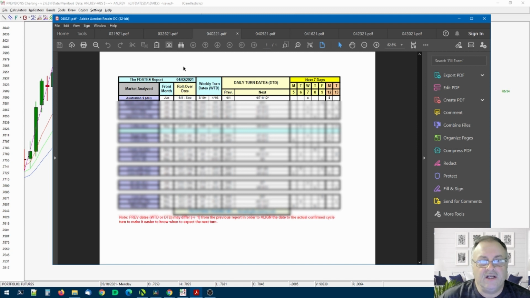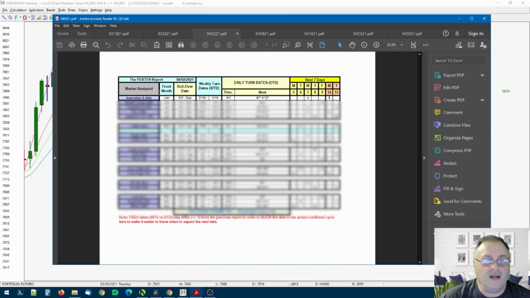And the report is usually uploaded on a Saturday, sometimes Friday evening, sometimes Sunday morning, but usually Saturday, and it's always been available every weekend without let up since 1996. You can see that it's divided into columns and it's sort of a spreadsheet format.